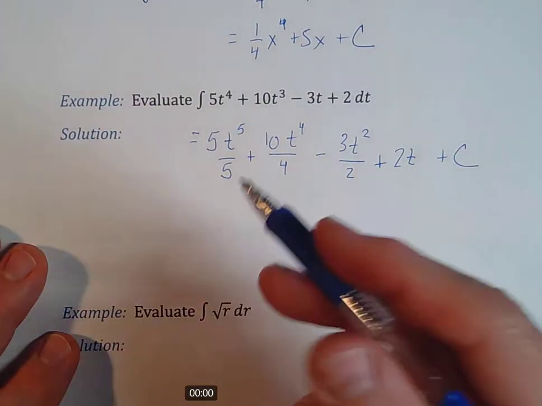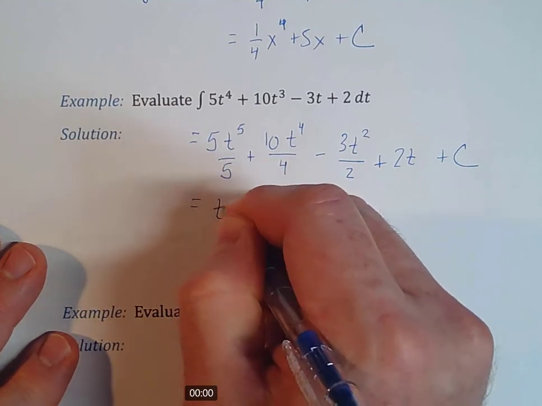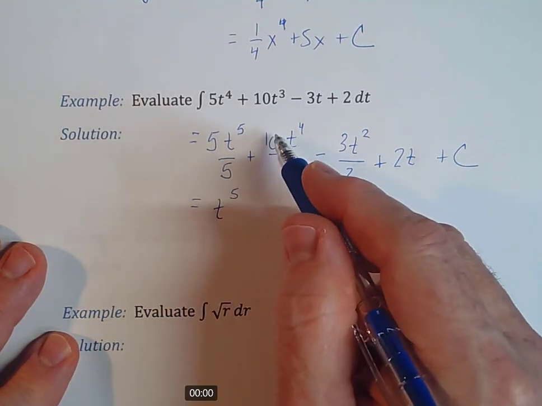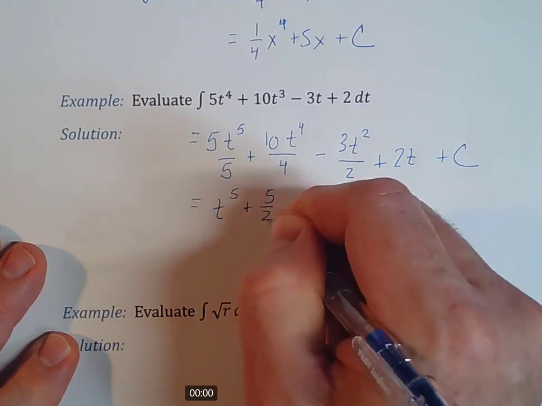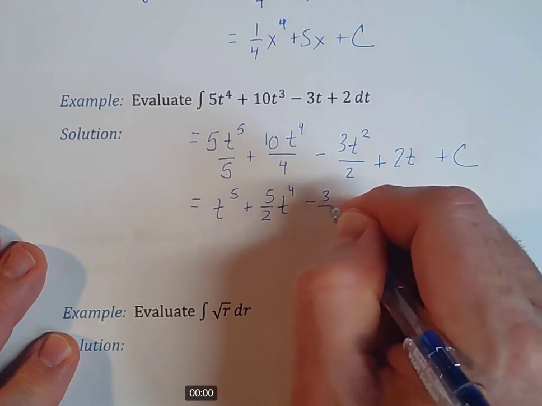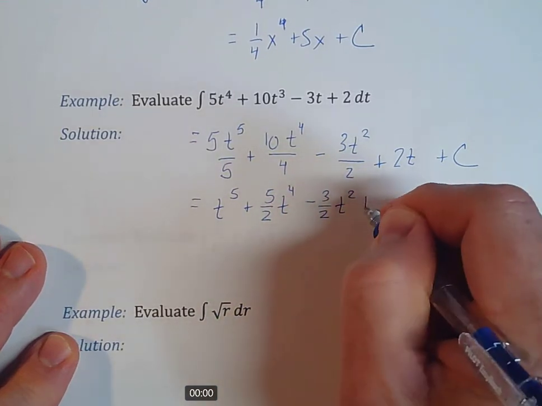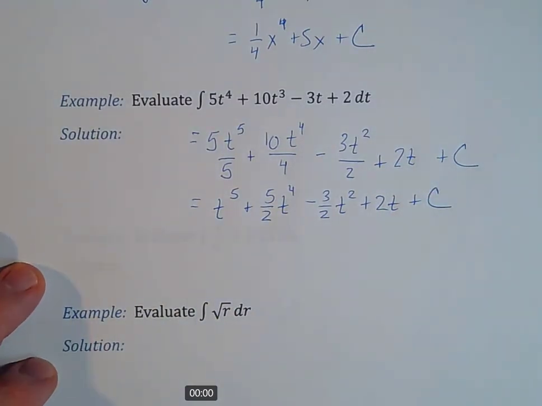And now it's just a matter of cleaning things up a little bit. Hey, those 5's cancel out, giving me t to the 5th. I've got 10 over 4, which is 5 halves t to the 4th. I've got minus 3 halves t squared plus 2t plus a constant. Looks like we're done.